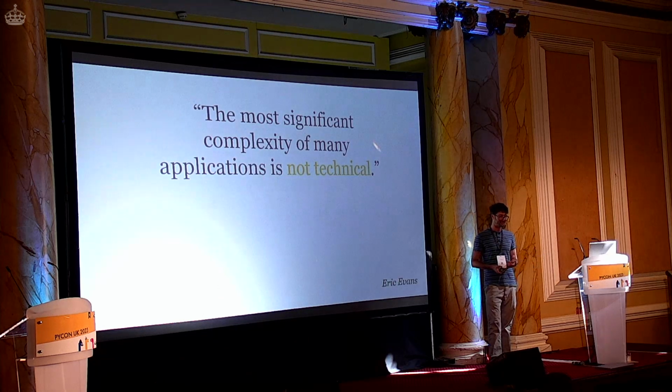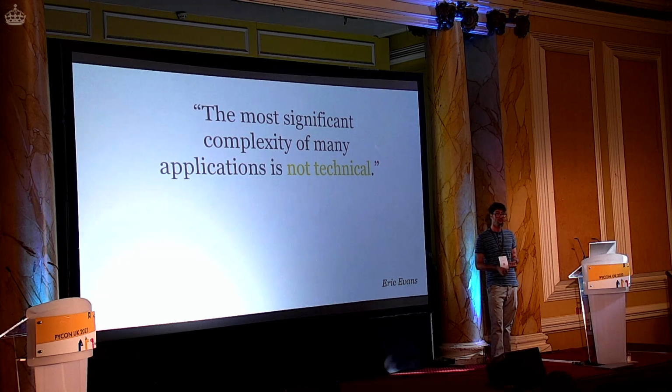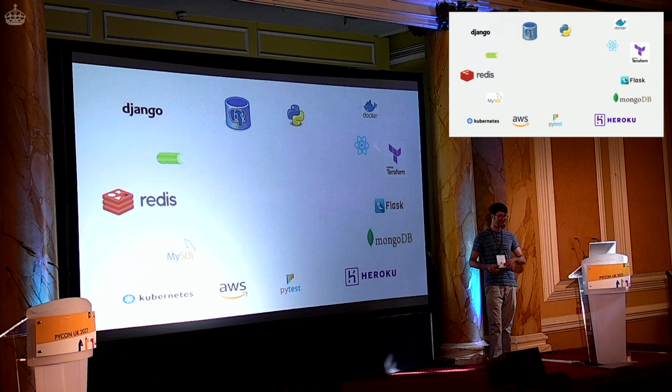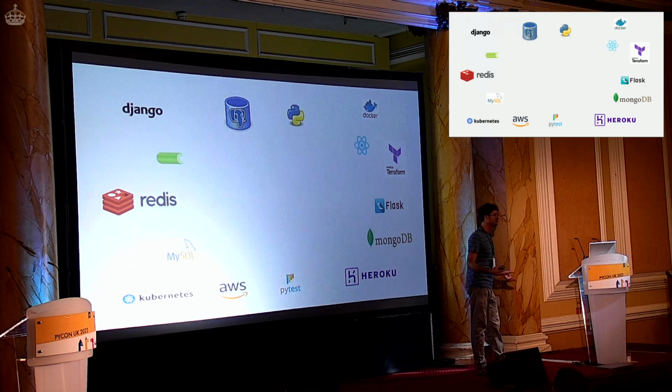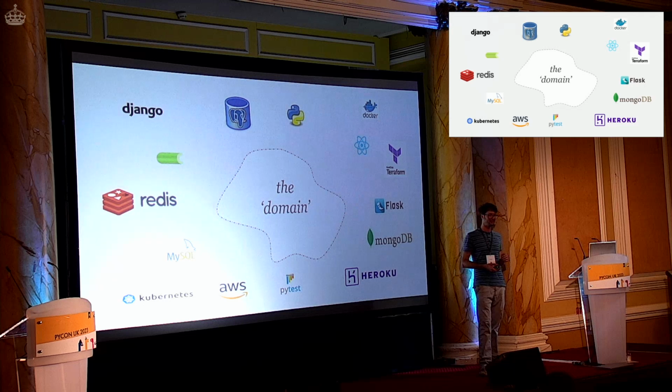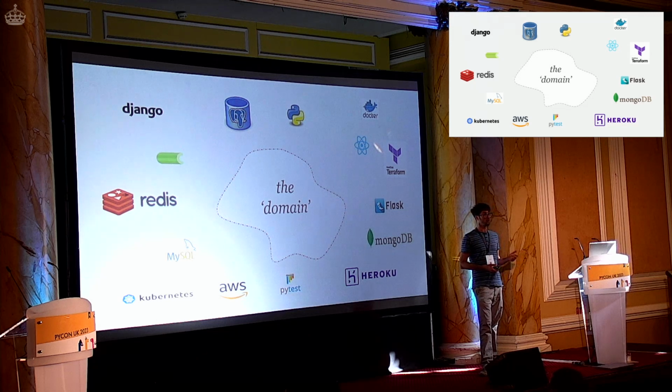So what he says is, the most significant complexity of many applications is not technical. It is in the domain itself. What he's saying is, all of these technical things that we spend all our time learning about and reading books about, attending talks on, that's not often where a lot of the complexity is in some software. It's in this funny thing called the domain. The domain is like the subject area of the software.